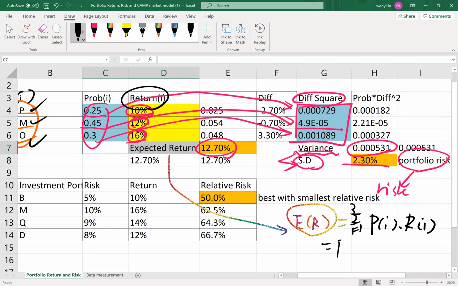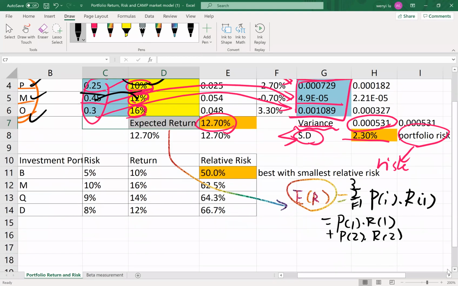So P1 times R1, so this one times this one, plus P2 times R2, so it's this one times this one. Finally, we have P3 times R3. That's how the expected return is solved.